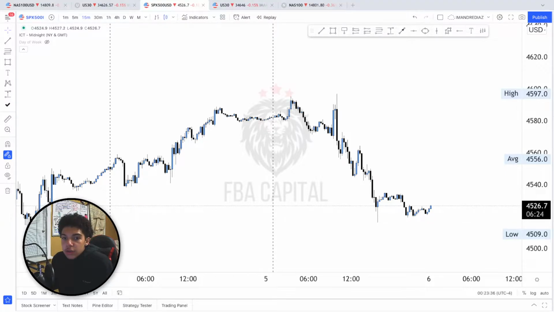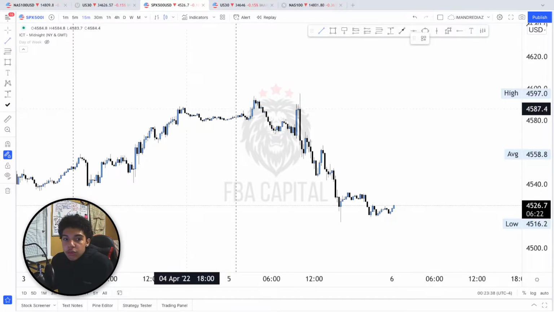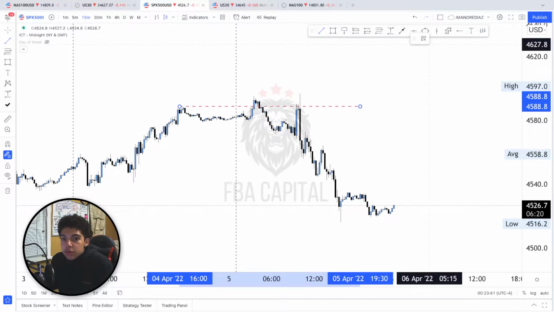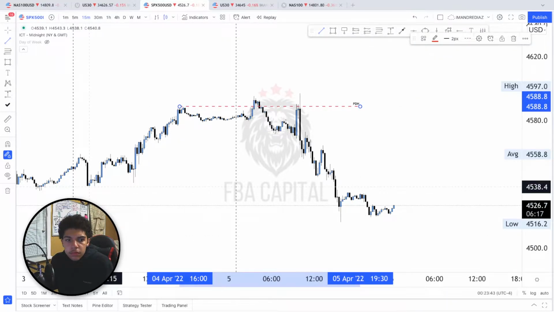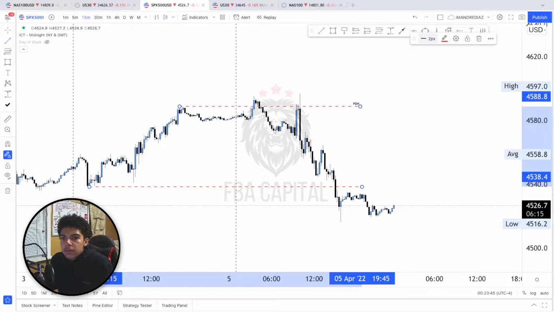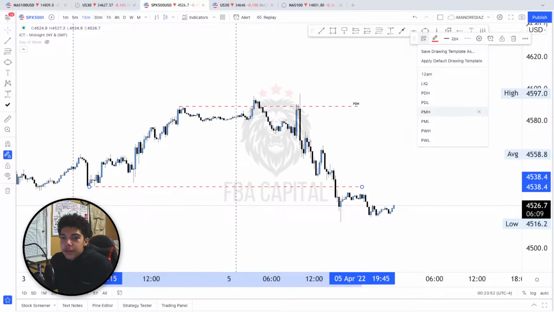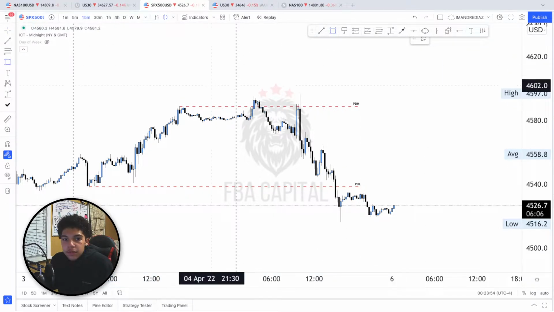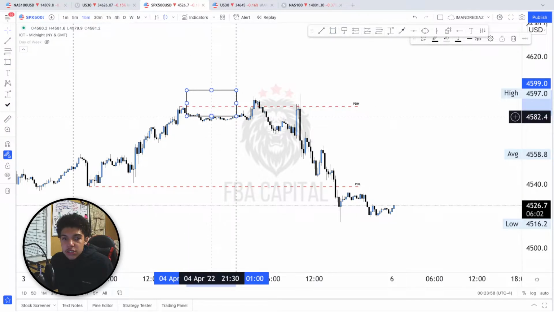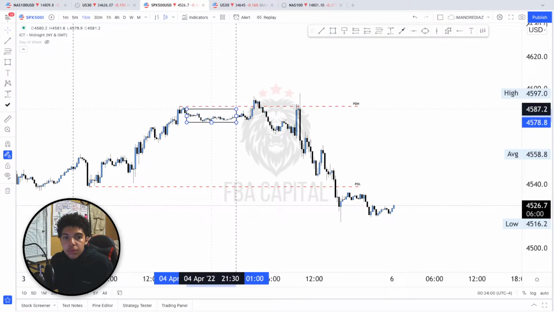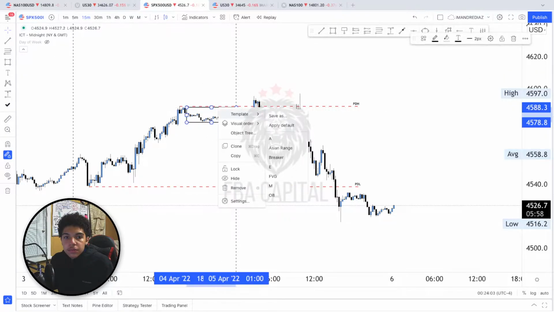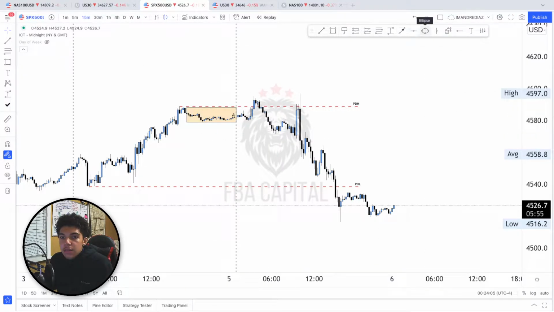So the first thing we're going to do is start off by getting our 3-point outline that consists of the previous day's high, the previous day's low, and the previous day's Asian session range, just like this. Boom, boom. Just like that, we have the 12 a.m. open, which is right here.